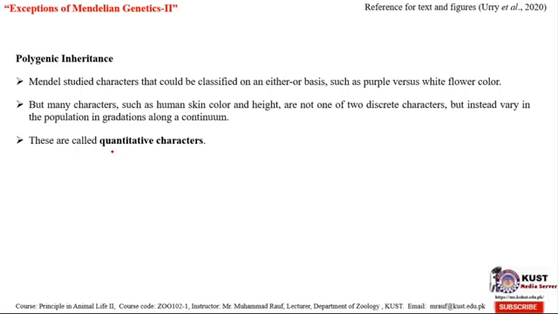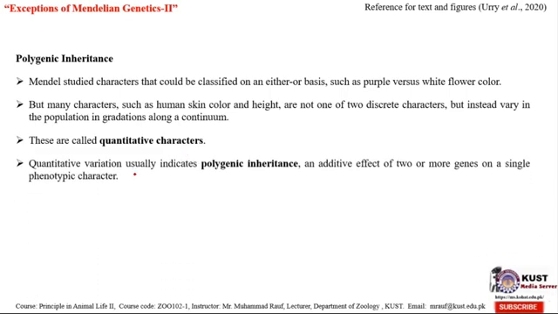Now these are quantitative traits, that is, they can be measured. Quantitative variations usually indicate polygenic inheritance, that is, that they are controlled by many genes. An additive effect of two or more genes on a single phenotypic character. Height is a single phenotypic character and it is controlled by more than one gene. So therefore you see a whole lot of variations. Similarly, the skin color, the eye color, you see a lot of variations. It is because these characters are controlled by more than one gene.